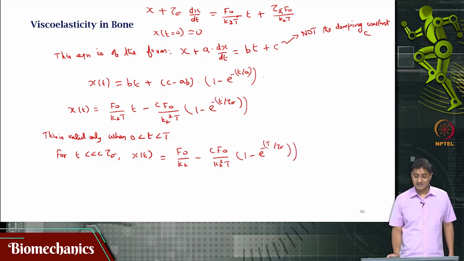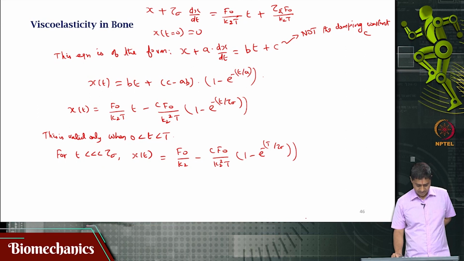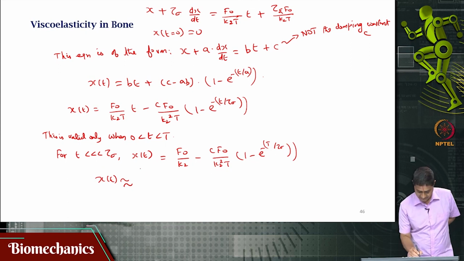So when small t is much less than tau sigma, this would be the expression for deformation that I would get. This x of t is approximately, not exactly, approximately f naught times small t by capital T times k1 plus k2.